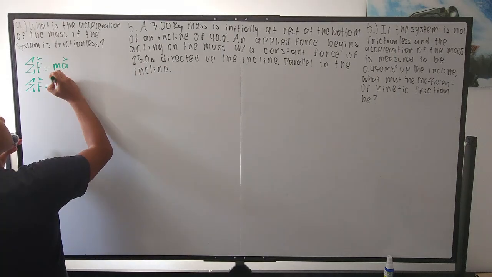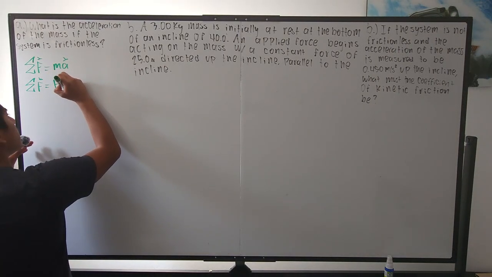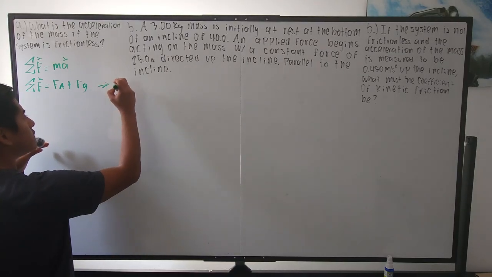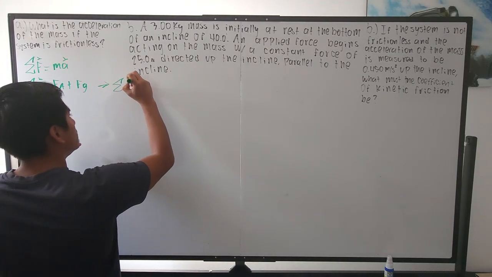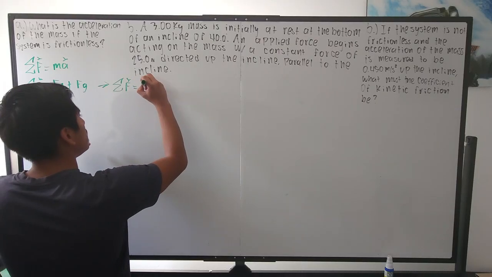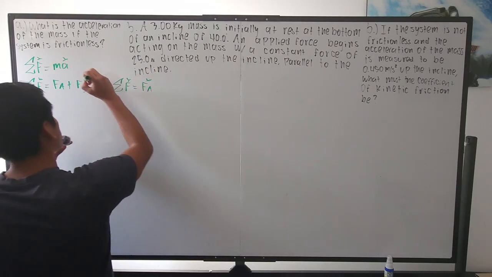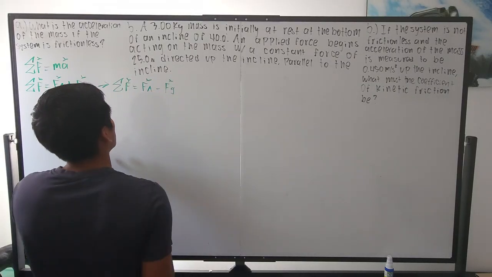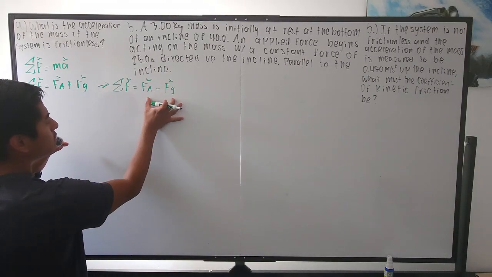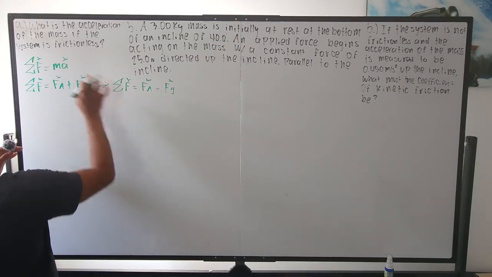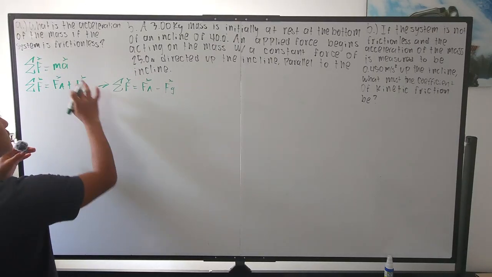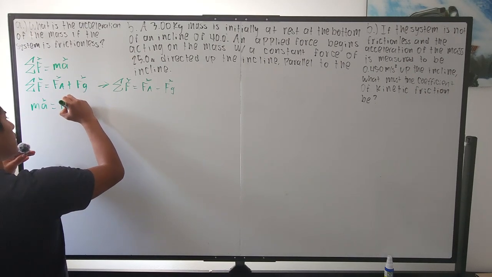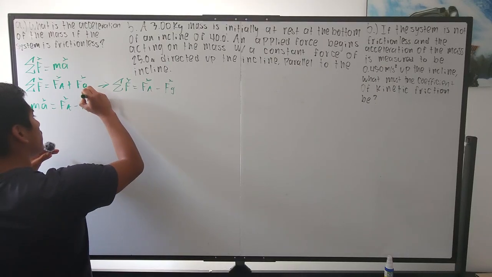So then I have the force applied plus the force of gravity. And if I take the directions of these forces into account, then I'll have that the sum of all the forces is equal to the applied force minus the force of gravity. Now, since both of these are equal to the sum of all the forces, I'll set these equal to each other. So then I have the mass times the acceleration is equal to the force applied minus the force of gravity.